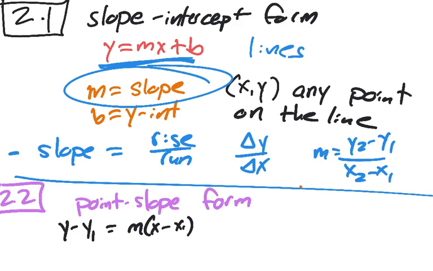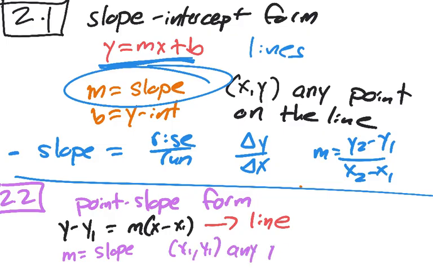Y minus y1 equals m times x minus x1. If you see something like this, it also graphs a line, right? Notice I have an x and a y. They're to the first power. Anytime that's the case, it's going to graph a line. In this problem, m represents the slope, and x1, y1 is any point on the line. So when you don't know the y-intercept, this is a better form to use.